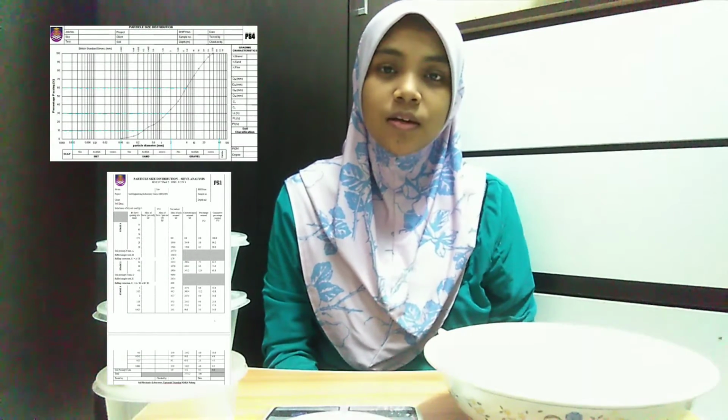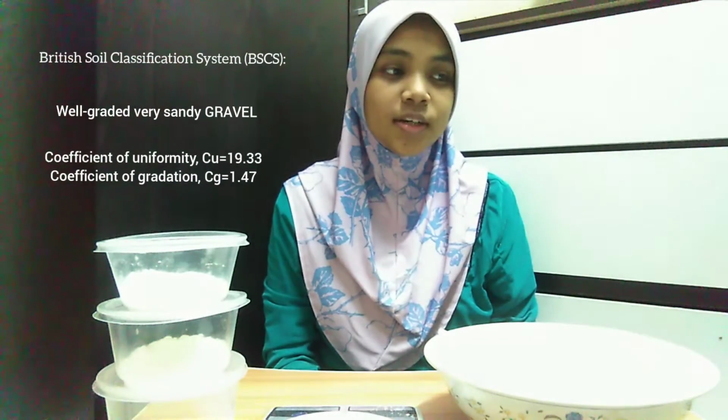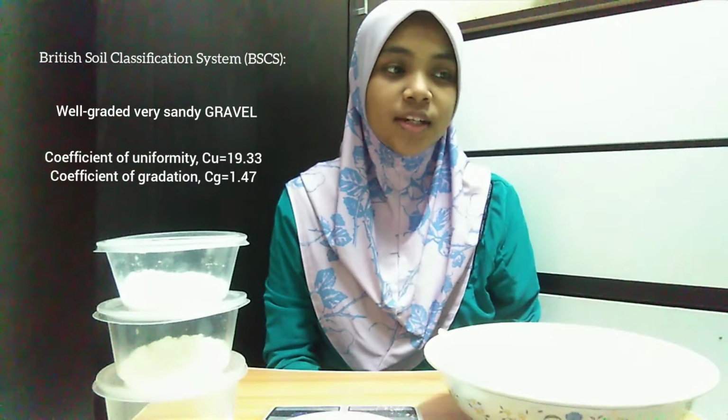After that, we record the data and do some analysis by plotting the data on the graph. Finally, we can classify that the soil is well-graded very sandy gravel, referring to the general identification and description of soil.